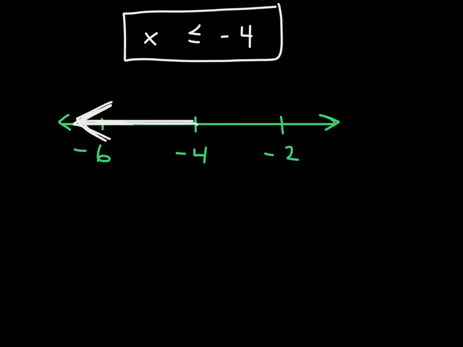Now, because this is a non-strict inequality, that means you ought to include the endpoint, which means put a bracket opening in the direction of your solution set. Not a parenthesis, a bracket. The bracket here means that negative 4 is included. So that's the meaning of the bracket, okay, everybody? That endpoint is included in the solution set.